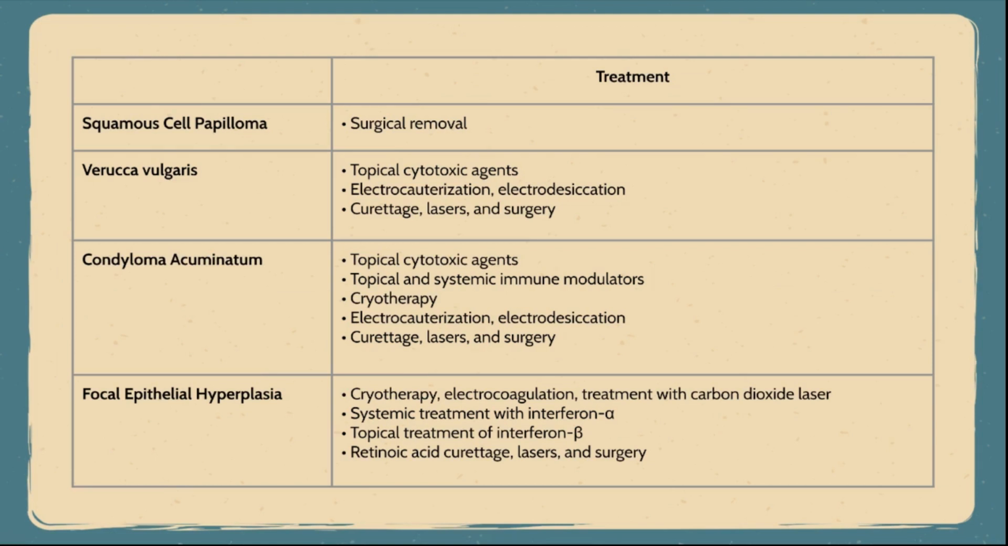As for verruca vulgaris, the treatment is topical cytotoxic agents, electrocauterization, electrodesiccation, curettage, lasers, and surgery. As for condyloma acuminatum, the treatment includes topical cytotoxic agents, topical and systemic immunomodulators, cryotherapy, electrocauterization, electrodesiccation, curettage, lasers, and surgery. As for focal epithelial hyperplasia, the treatment includes cryotherapy, electrocoagulation, treatment with carbon dioxide laser, systemic treatment with interferon alpha, topical treatment of interferon beta, retinoic acid, curettage, lasers, and surgery.